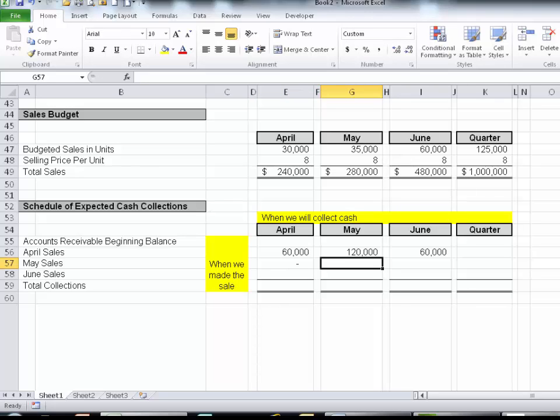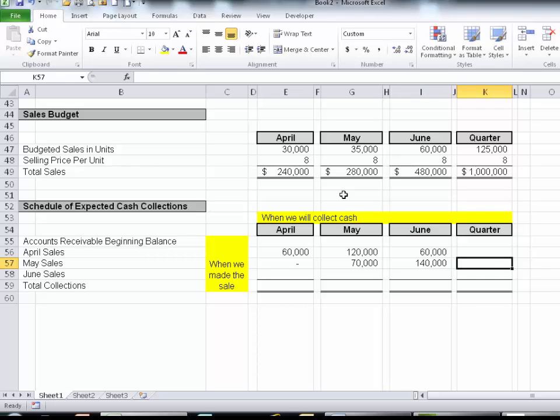Then we look at May sales collected in May. 25% of May sales would have been collected in May. So equals this time the $280,000 times 25%. And then May sales collected in June, or the month after sale, would be 50%. So I click on that cell, multiply it by 50%. There you go. Now notice, I still have 25% remaining, but I run out of room.